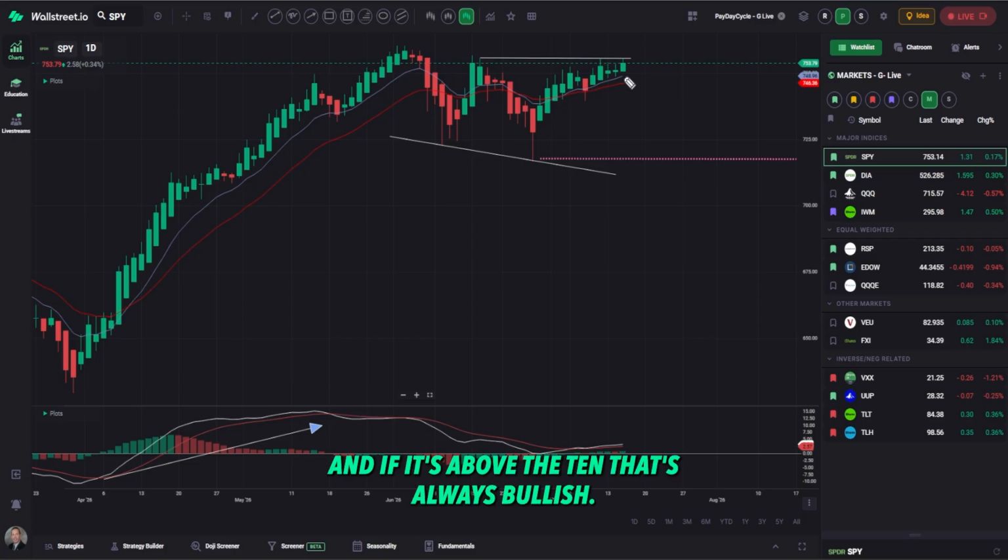And if it's above the 10, that's always bullish. That's if the 10's above the 22. So when you have the 10 expanding like this and the stock's up here, you just leave it alone. Just leave it alone. It's bullish. It's doing everything you want to do if you're a bull.